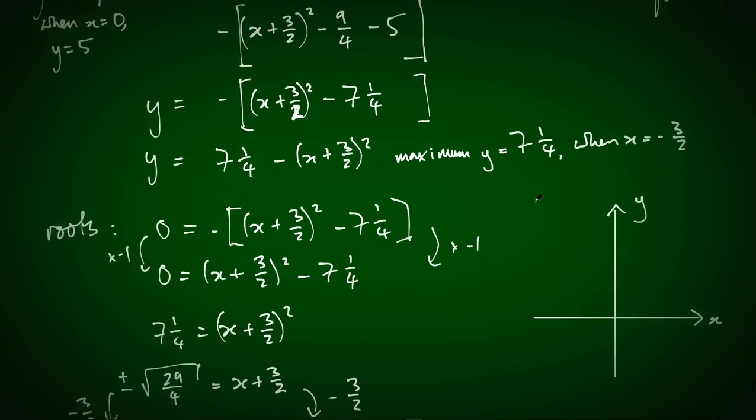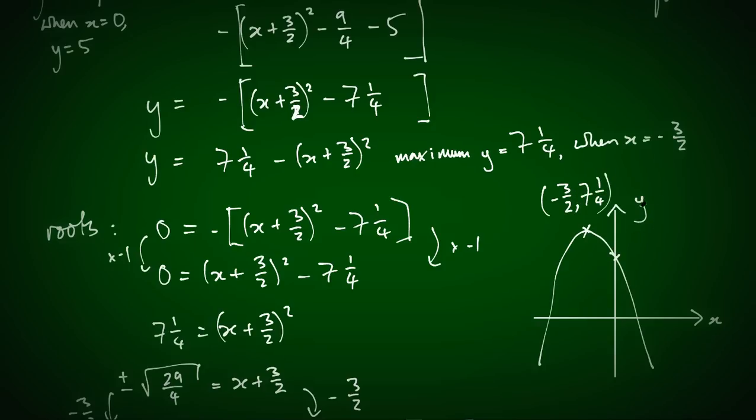So I know that the maximum happens at 7 1/4 when x is minus 3 over 2, so that's to the left of the y-axis. It's going to look like this. Whoops. And it crosses at 5. I'm going to do that again just to make sure it looks more symmetrical than that. Not very good. So this point here, maximum at 7 1/4. Whoops, that's the y coordinate. x coordinate minus 3 over 2, 7 1/4.